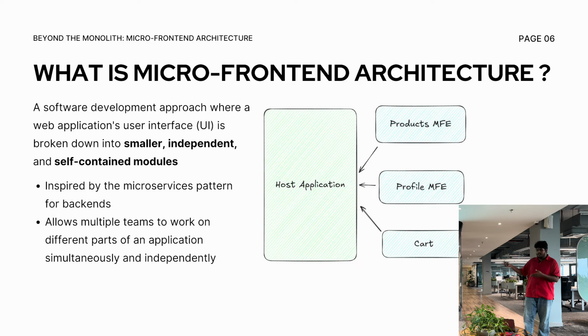This is also inspired by the microservice pattern in backends, and it allows multiple teams to work simultaneously and independently without being blocked by others or by their code merges. Disruptions will be lowered. And as you can see in the image, the host application will get products, profile and cart from their separate micro frontends. That's how a micro-frontend architecture works.